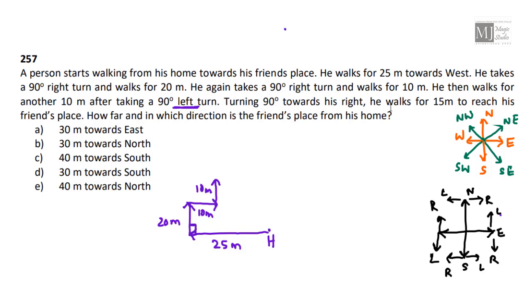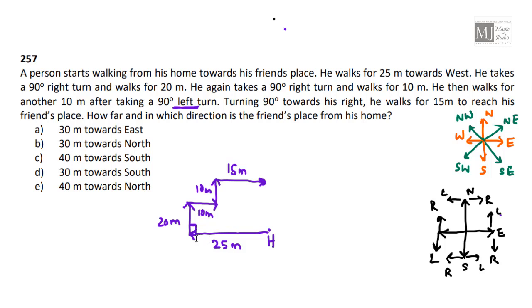Turning 90-degree towards his right, he walks for 15 meters to reach his friend's place. Again 90-degree towards right, reached his friend's place after walking for 15 meters. How far and in which direction is the friend's place from him?